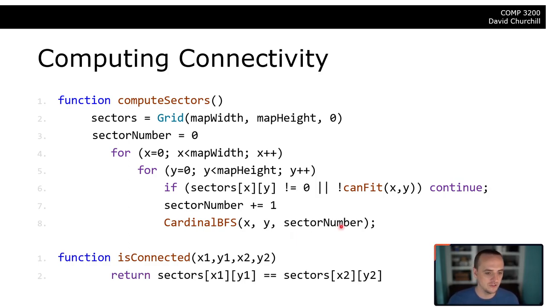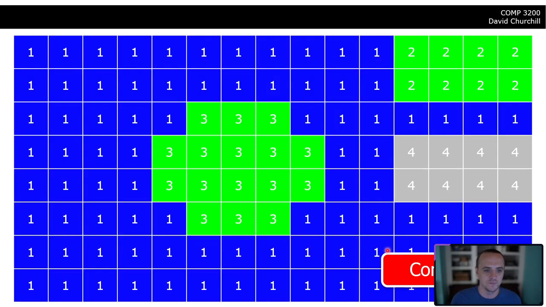But all we have to do now is check the sector number of the first state and the sector number of the second state. And if those sector numbers are the same, then we know they're connected. So just one more time, that last part: if we are checking X, Y right here versus X, Y right here, this 1 is not the same as this 3, and so this location is not connected to that location. All right.